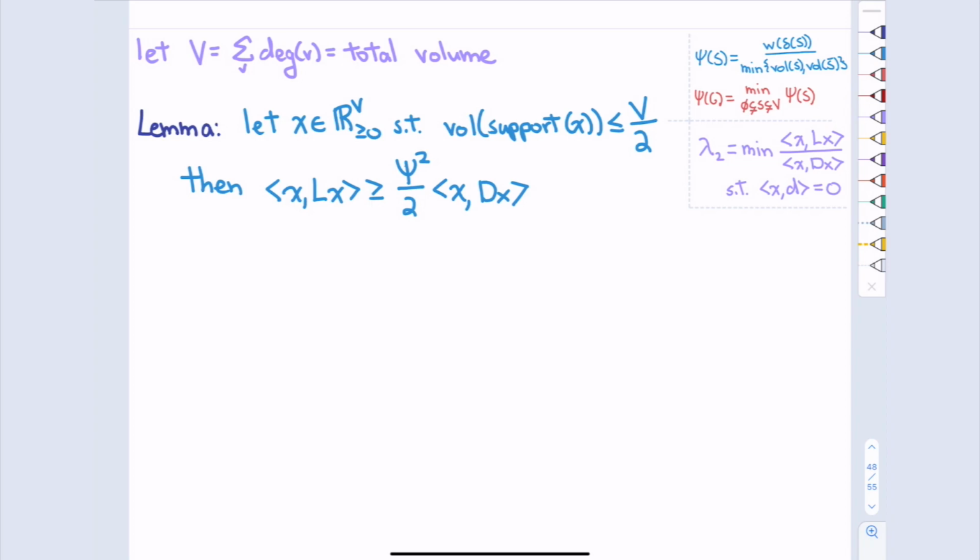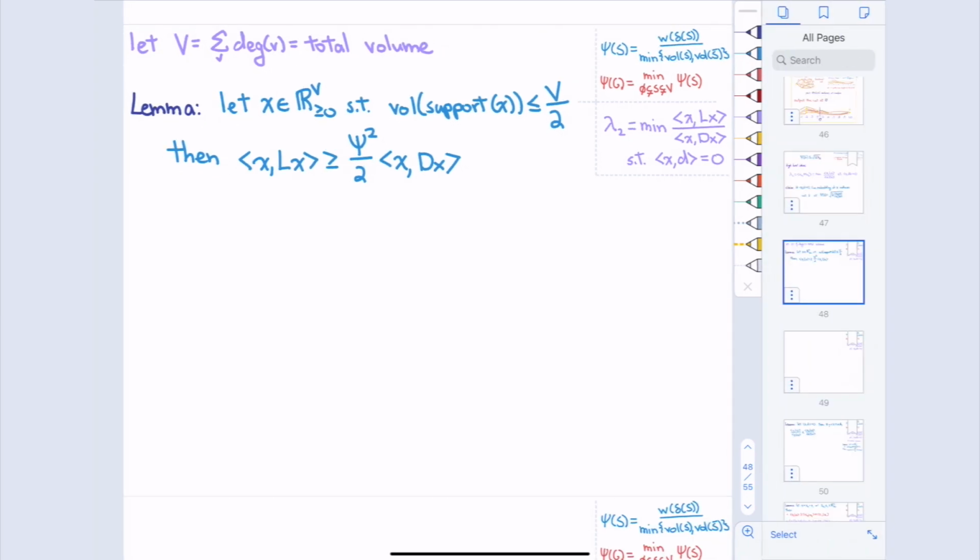But let's do this. Look, we only have 2 pages left, 1 page front and back. All right, we have some space.